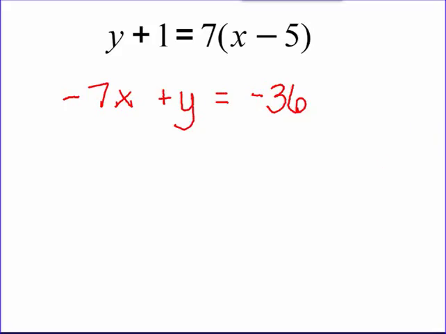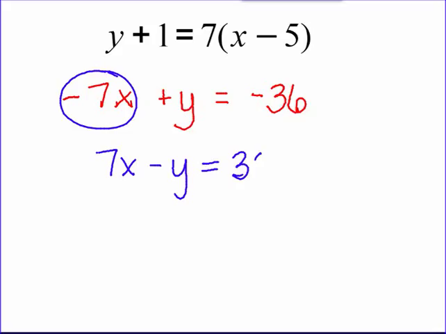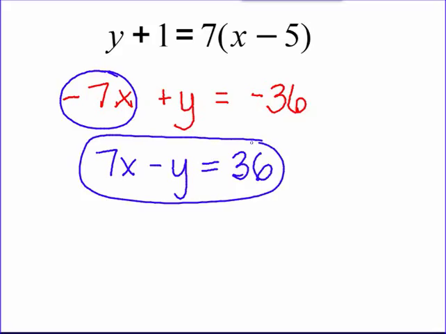That answer is not quite correct. Why is that answer not quite correct? Because 7 cannot be negative. Remember, standard form, that lead term had to be positive. And so the correct answer is actually 7x minus y equals positive 36. How many had that? Oh yeah. Okay, good job. So remember, your lead term has to be positive.